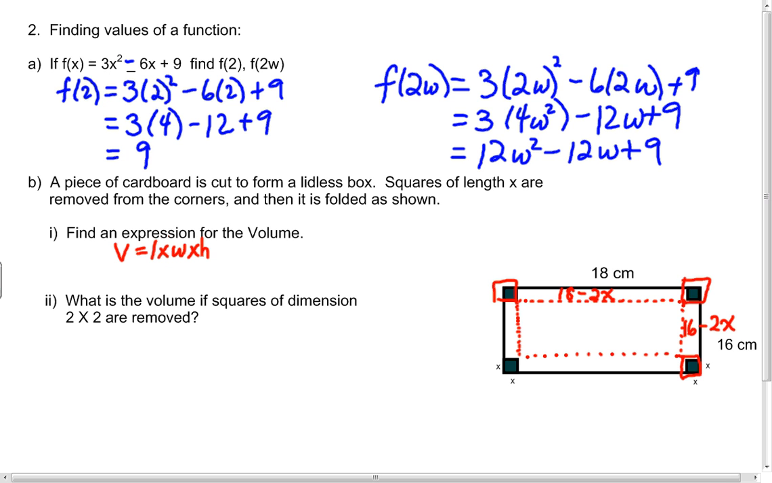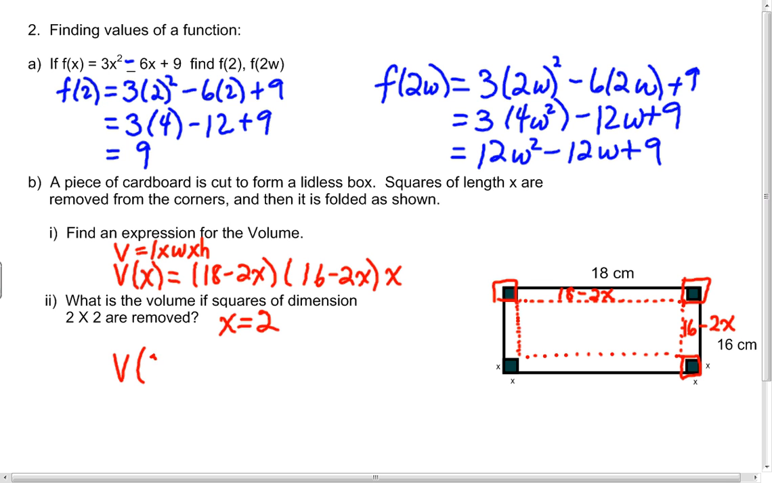For this particular example, our volume in terms of x, the piece that we cut out, is length 18 minus 2x, width is 16 minus 2x, and height is x. We don't have to expand that. We are just asked, what is the volume if squares of dimension 2 by 2 are removed? That means the little length that we cut out of the corners is the length of 2. So I want to know my volume when x is 2. So you don't have to expand first. You can just insert a 2 right now into the equation.